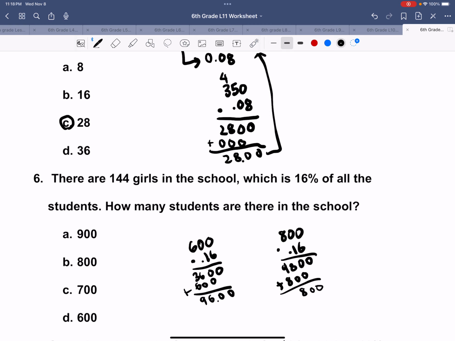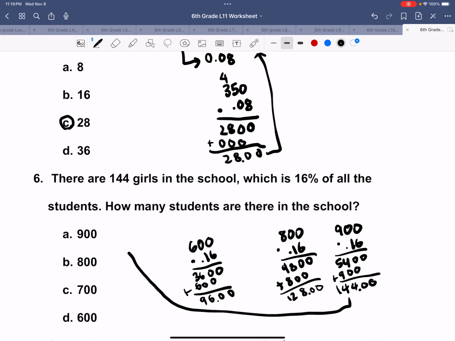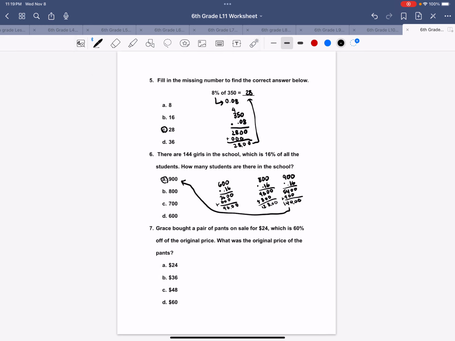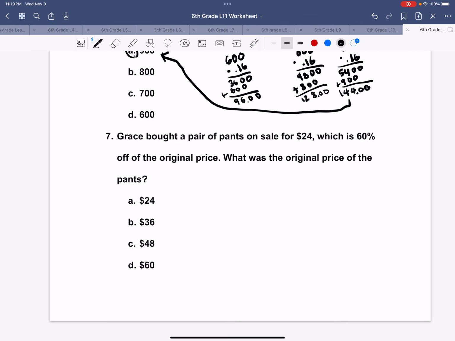And if we do, we get 128. That's too little. So we'll try 900. If we try 900, we'll get 144. So A is our answer.